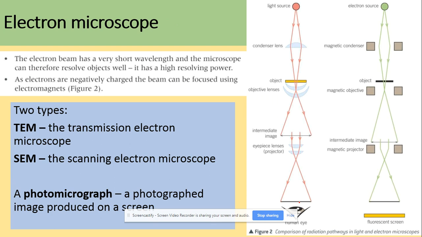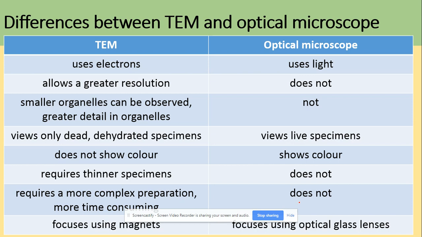Right, so microscopes now. There are two types of electron microscope, TEM and SEM: the transmission electron microscope and the scanning electron microscope. We need to be aware of those, and look at their limitations and differences. First we'll compare the TEM with the optical microscope. TEM uses electrons, optical uses light. TEM has a higher resolution, but not the optical. Smaller organelles can be observed in great detail, not with the optical microscope.